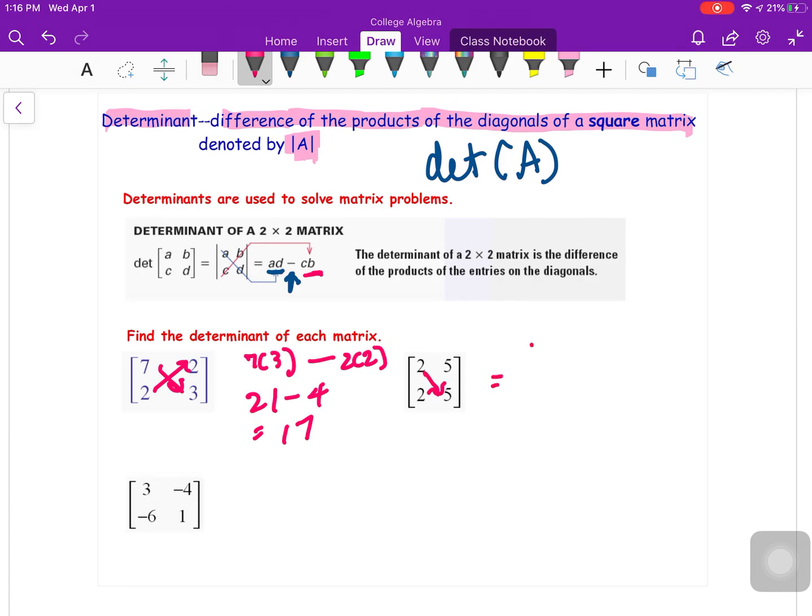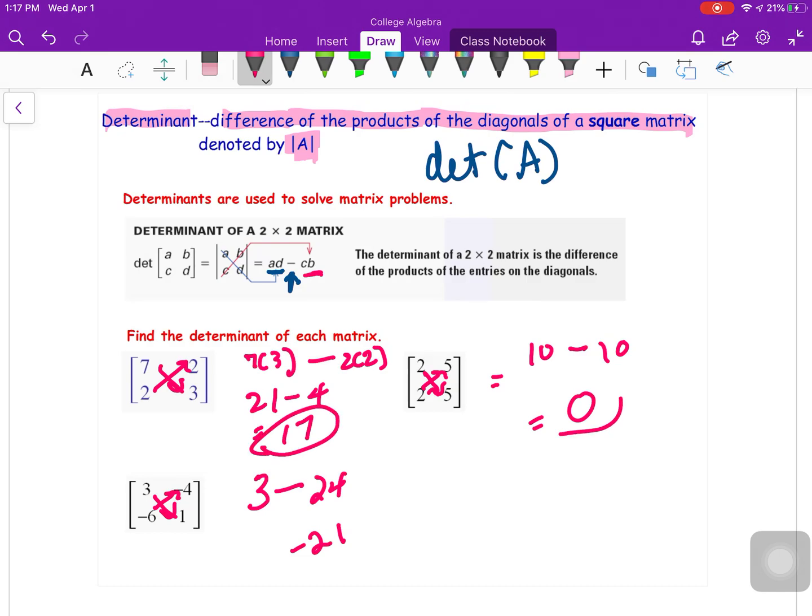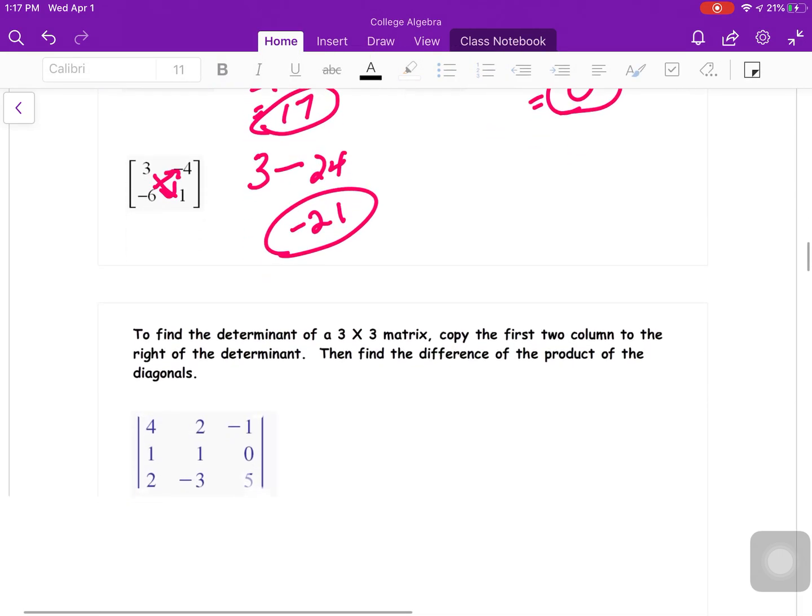This next one, first diagonal 10 minus second diagonal 10 gives me a determinant of 0. Third one, 3 times 1 is 3, minus this diagonal, 24, gives me negative 21. So what this shows us is that the determinant can be any kind of number: positive, negative, 0, fraction, any number works.